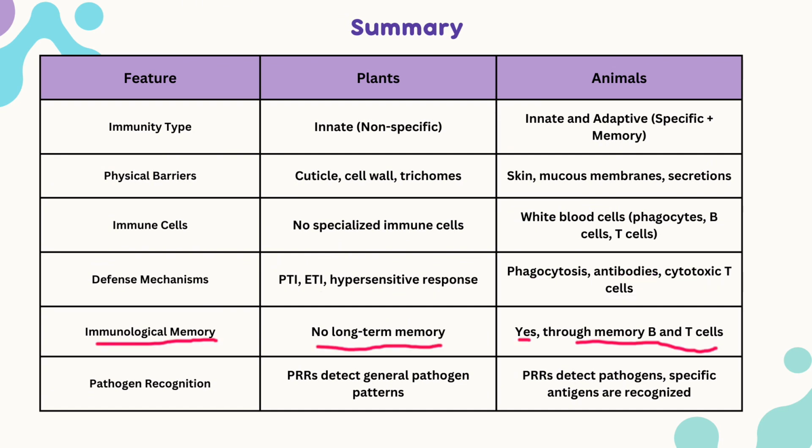The next is immunological memory. In plants, there is no long-term memory, while in animals, there are true memory B and T cells. And lastly is pathogen recognition. In plants, PRRs detect general pathogen patterns, while in animals, PRRs detect pathogens and specific antigens are recognized. So the role of pathogen recognition is to detect the pathogens that are going to harm plants and animals.